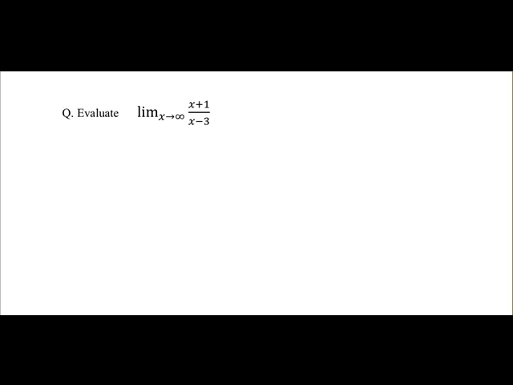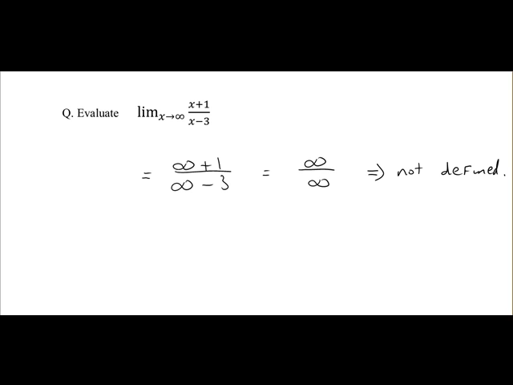The limit as x approaches infinity of (x + 1) over (x - 3). So with all limits, you start by subbing for what x is approaching. So x is approaching infinity, so we'll just sub for x with infinity. That will get us infinity plus 1 over infinity minus 3. Infinity plus 1 is still infinity. Infinity minus 3 is also still infinity. So you can see there we got an answer of infinity over infinity, which we know is not defined. So we need to consider a different approach for solving this limit.